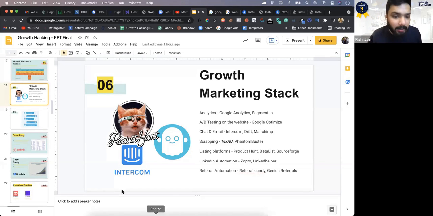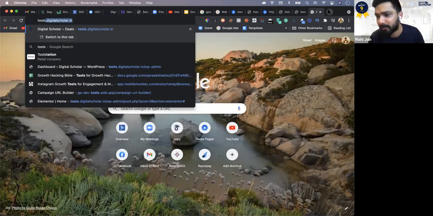Once this product is doing well, I get a lot of ideas and then I can just go and implement. So one of the platforms is Product Hunt. The other platform that you can use is tools.digitalscholar.in.